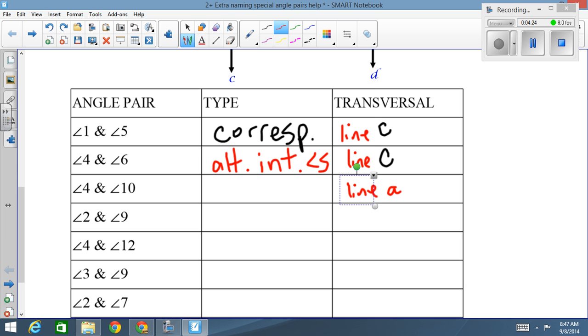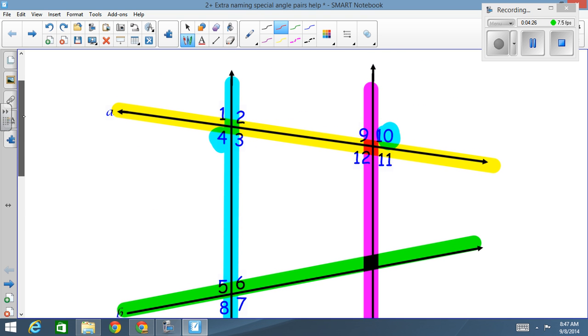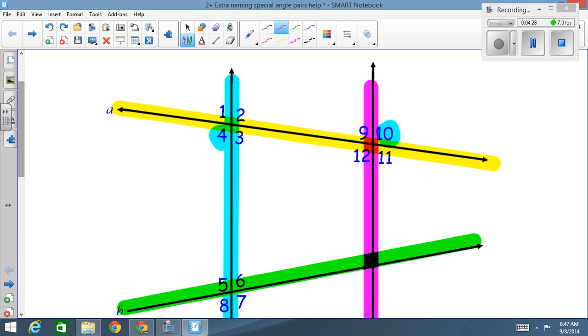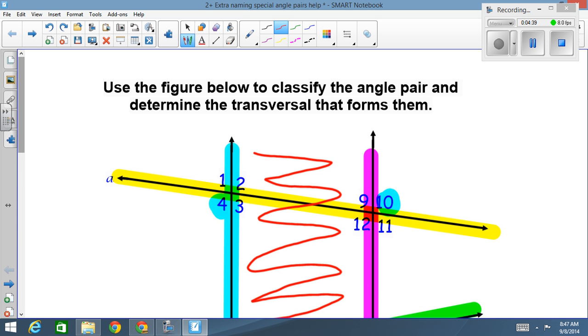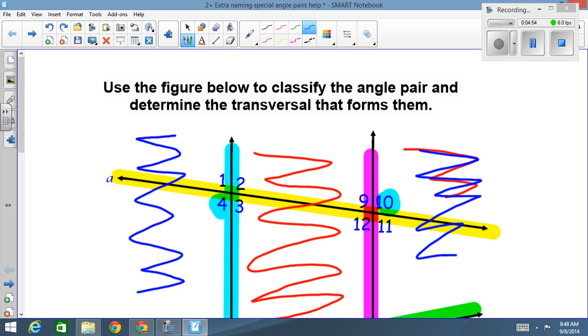Okay, so the transversal is line A. Knowing that line A is our transversal, this in here becomes the interior. Forget about the green line down there. With line A being the transversal, the red part in here is the interior. Everything out here and out here, this is the exterior.